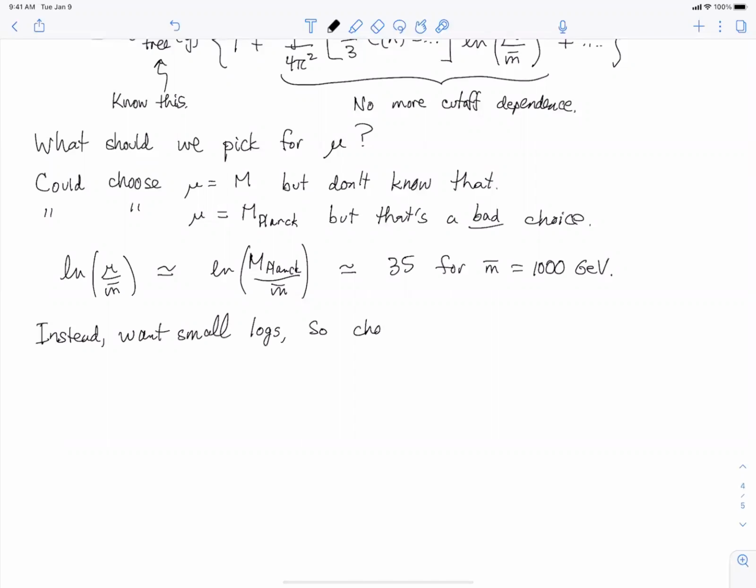So choose mu to be roughly of order m bar. And the great thing is it doesn't matter. You don't have to know m bar exactly. You can just make an estimate for it. So then the logarithm will be small.